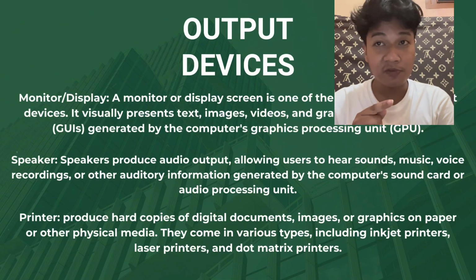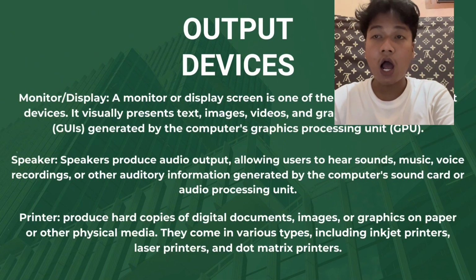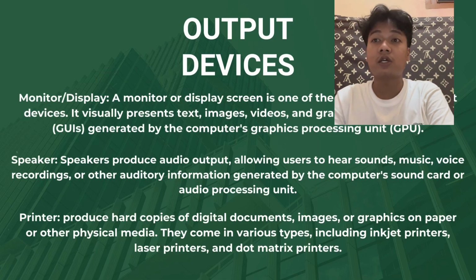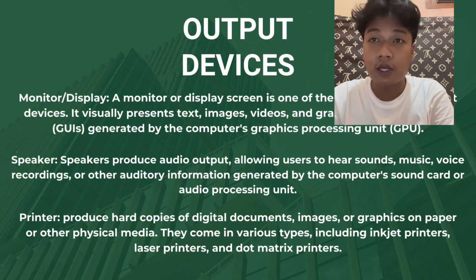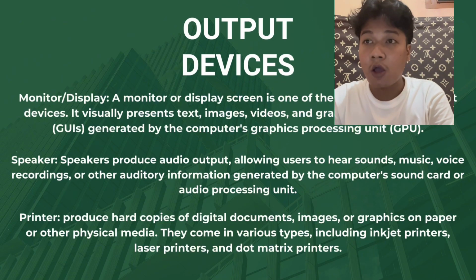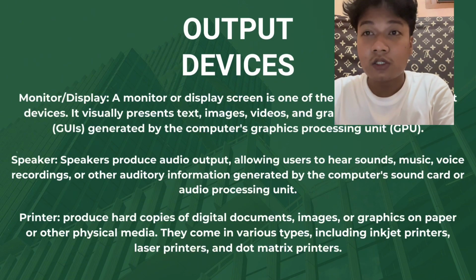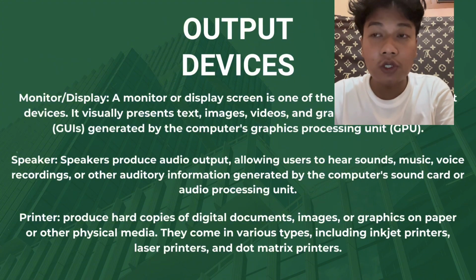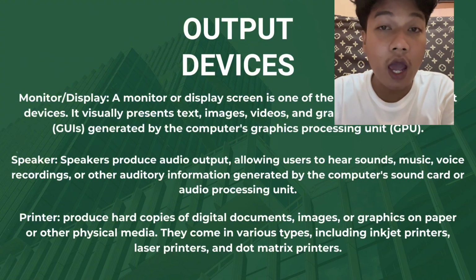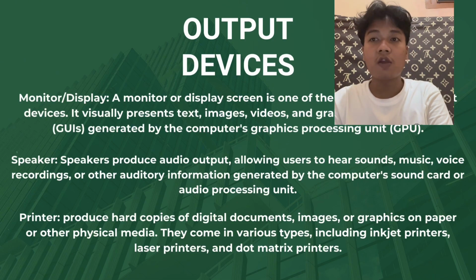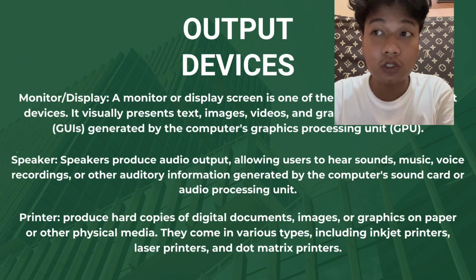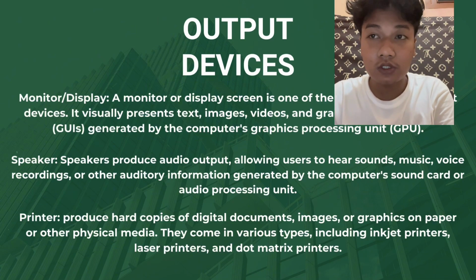Example: output devices. Monitor display. A monitor or display screen is one of the most common output devices. It visually presents text, images, video, and graphical user interface, GUI, generated by the computer's graphics processing unit, GPU. Speaker. Speakers produce audio output, allowing users to hear sound, music, voice recordings, or other auditory information generated by the computer's sound card or audio processing unit.